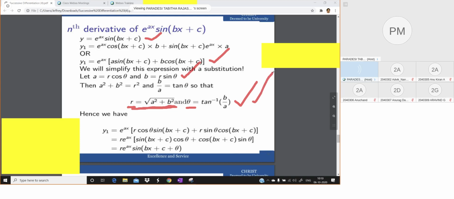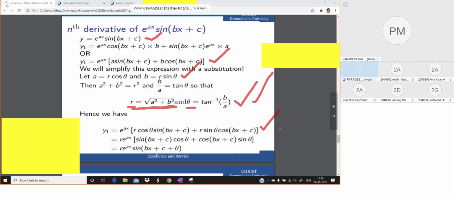So we know what is R and we know what is theta in terms of A and B. Now come back to our first derivative. You already wrote that your first derivative is e power ax outside and within brackets a sine bx plus c. So in place of a, he's put an r cos theta. In place of b, he's put an r sine theta. So if you look at this, is r common for both the terms? Yes.